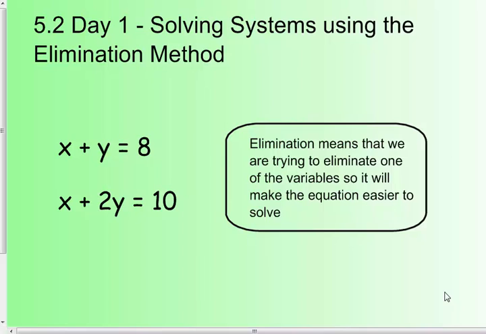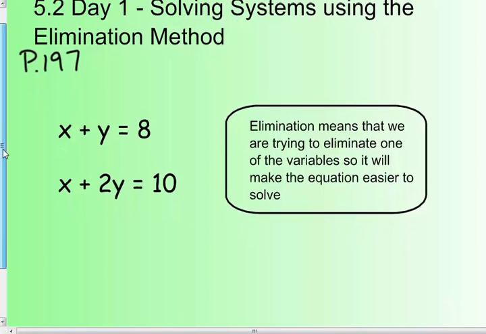The lesson is solving systems of equations using the elimination method. Today in class we found the table method. This is the second way, using the elimination method. This is in 5.2 in your textbook. It starts on page 197 if you're interested in following along in the book.